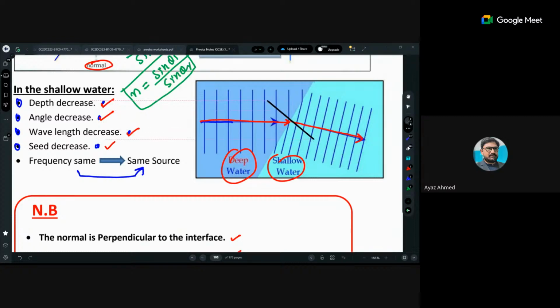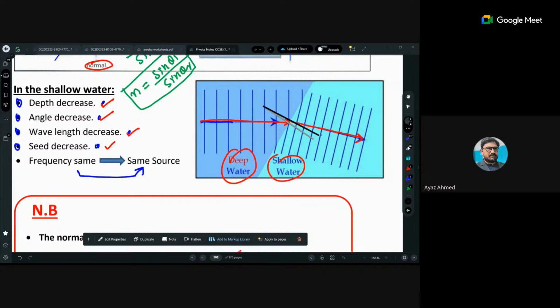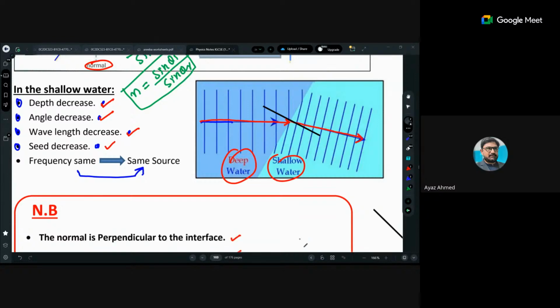So check whether the angle of incidence decreases or not. I mean, whether the angle with the normal decreases or not. Is it not? And the angle of incidence is greater. Here, this angle is greater. Theta i is greater than theta r. So you have to keep these points in your mind.